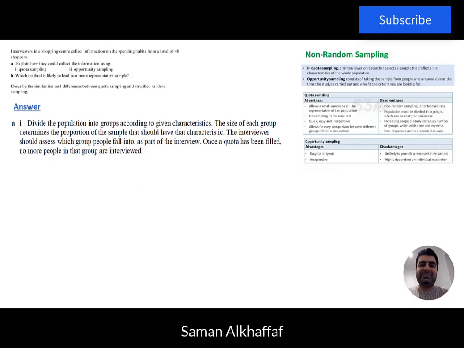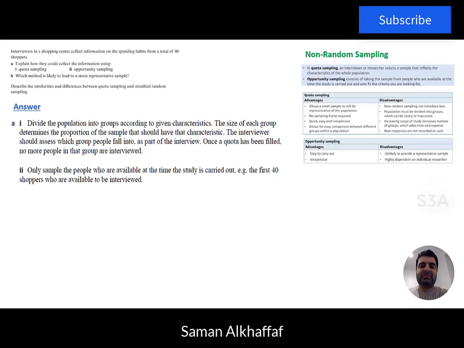The interviewer should assess which group people fall into as part of the interview. Once a quota has been filled, no more people in that group are interviewed. For opportunity sampling, we only sample the people who are available at the time the study is carried out. Example, the first 40 shoppers who are available to be interviewed.